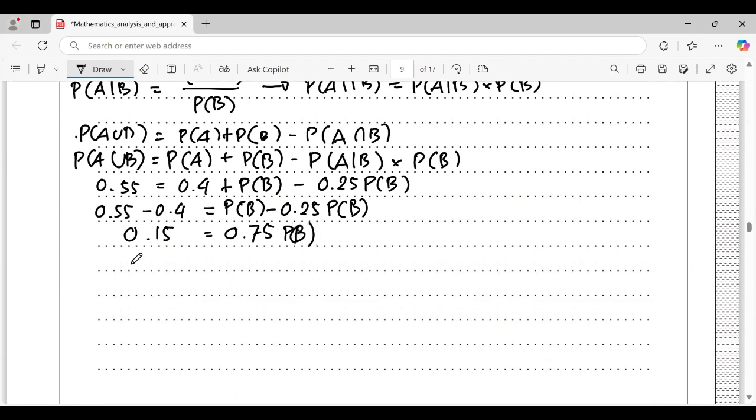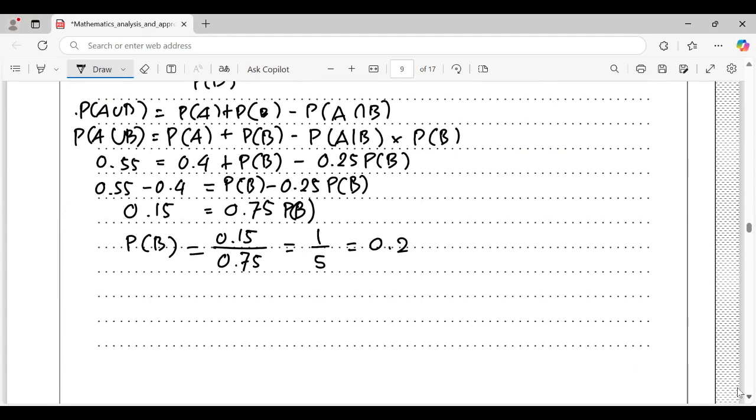So we can calculate the probability B equals 0.15 divided by 0.75. It is 1/5 or 0.2. So probability B equals 0.2. Let's continue.